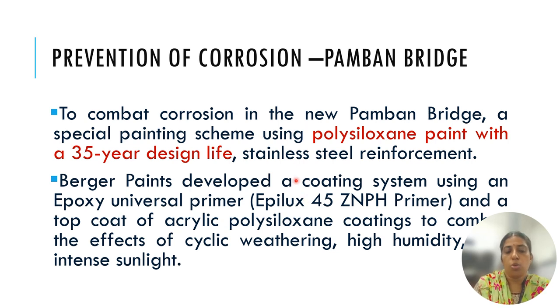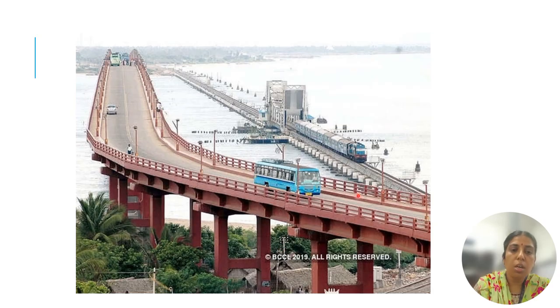As I said, the real challenging situation here is to protect the bridge from continuous sunlight, cyclic weathering, high humidity, and also from natural calamities. So we can see that we could establish the rail connection by protecting the bridge using suitable protective coatings. Thank you.